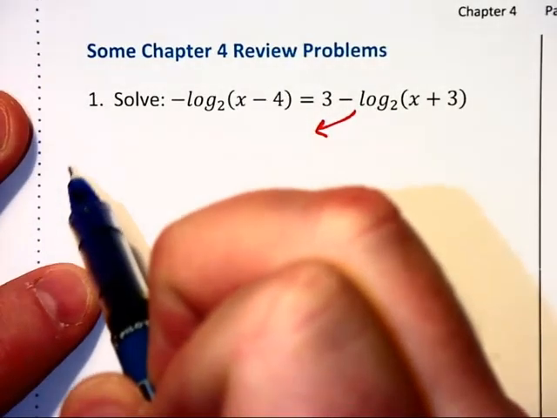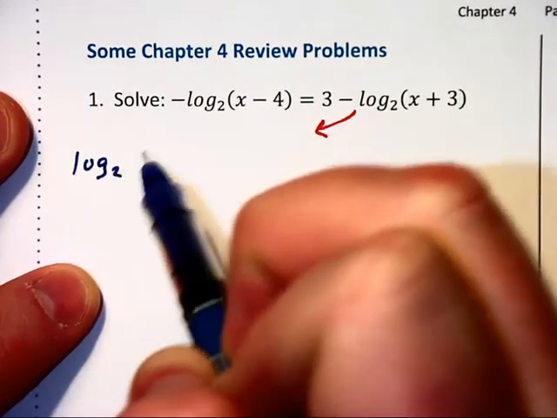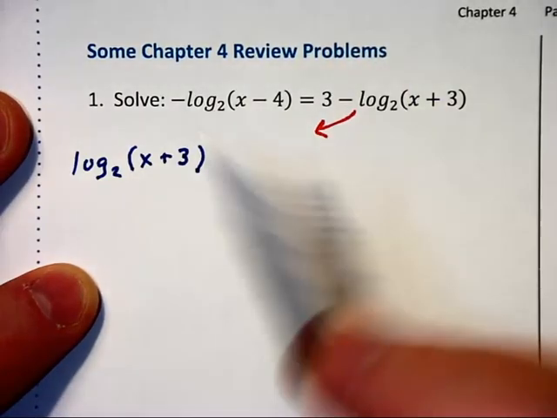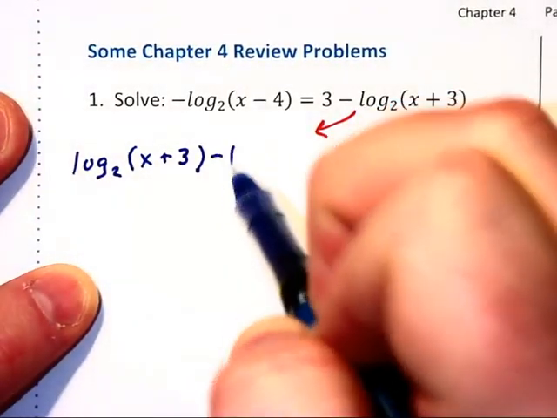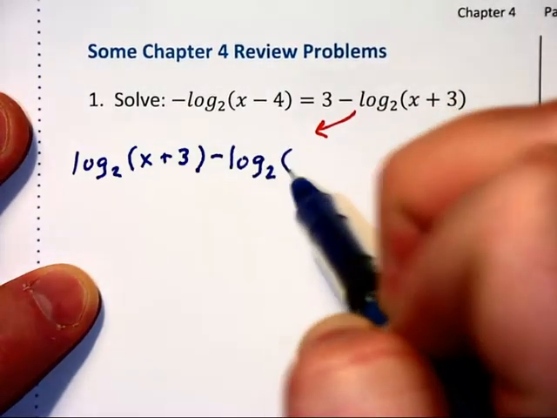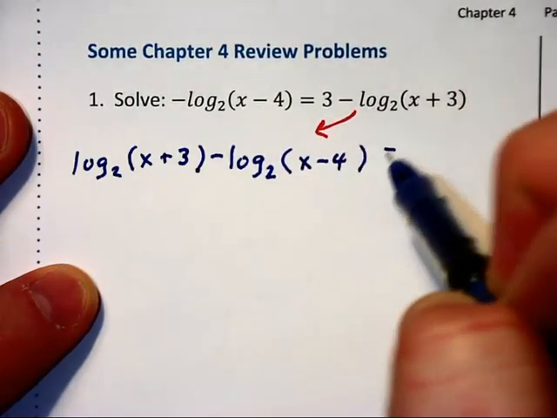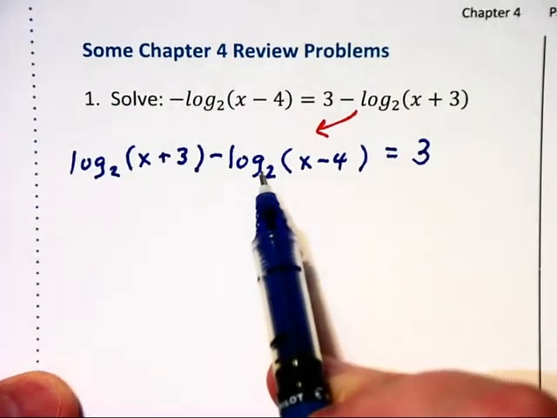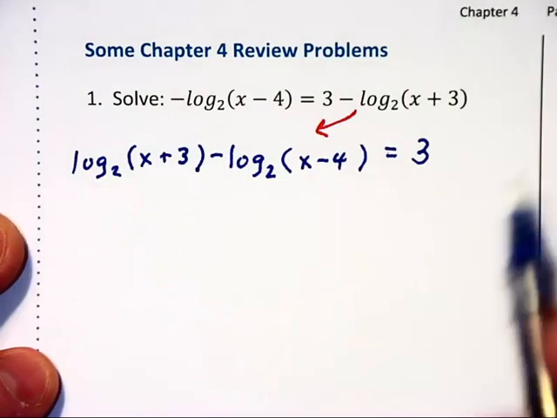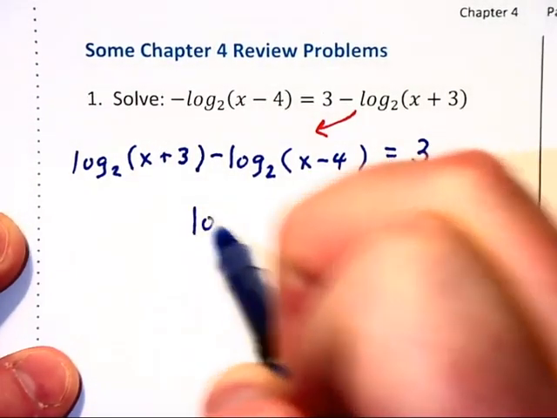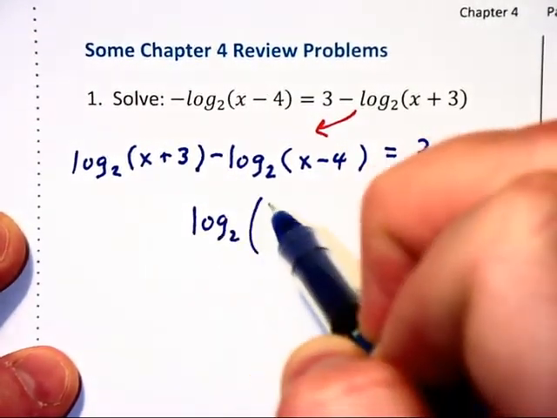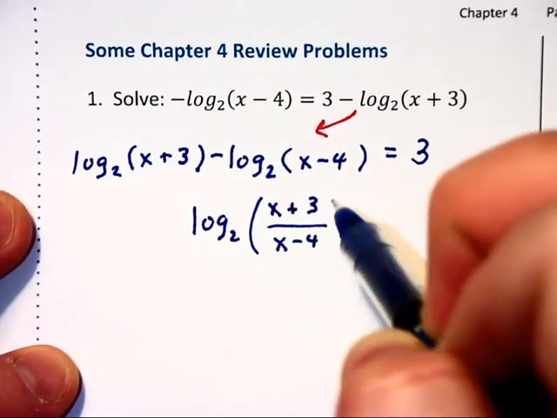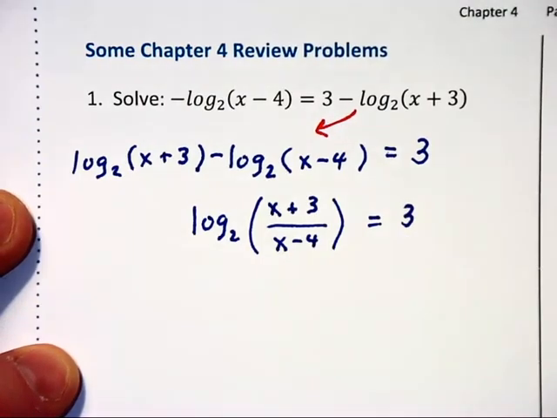The left side becomes the log base 2 of x plus 3, which I'm going to write first because the other log had a negative in front of it, minus the log base 2 of x minus 4 is equal to 3. And we know that whenever there's a subtraction between two logs, we can write this as a log of a quotient. So our next line will be log base 2 of the quotient x plus 3 over x minus 4 equals the 3 on the right.